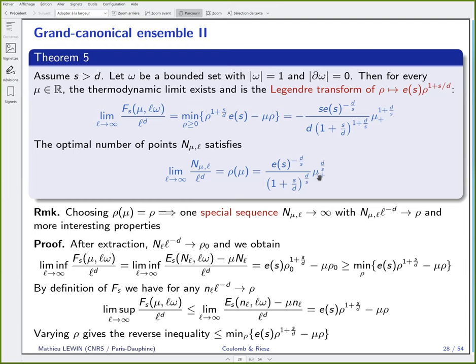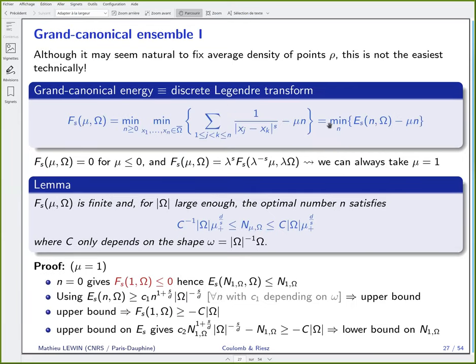Okay, and then I take that mu. I take this very special sequence n mu l, and then I know that the grand canonical problem will be exactly what I wanted, namely I will have points exactly at density rho. What do we gain? Well, what we gain is that we know more on those points in the grand canonical setting. So choosing rho of mu equals rho, one gets one very special sequence n mu l such that this is going to rho, but it has additional properties. The additional property is just that it solves this minimum here. So I know what is happening if I add one particle or if I remove one particle from the system. And this is going to be very helpful.